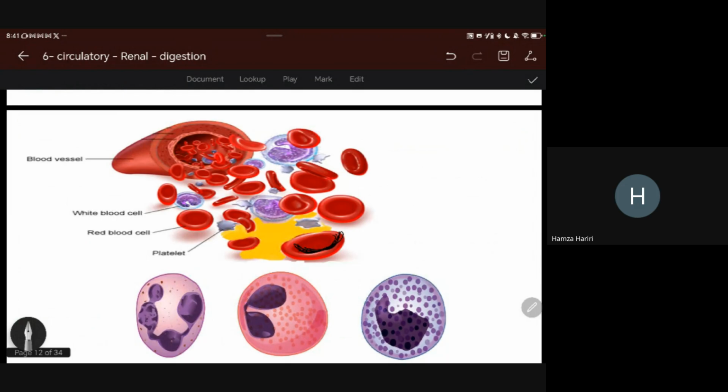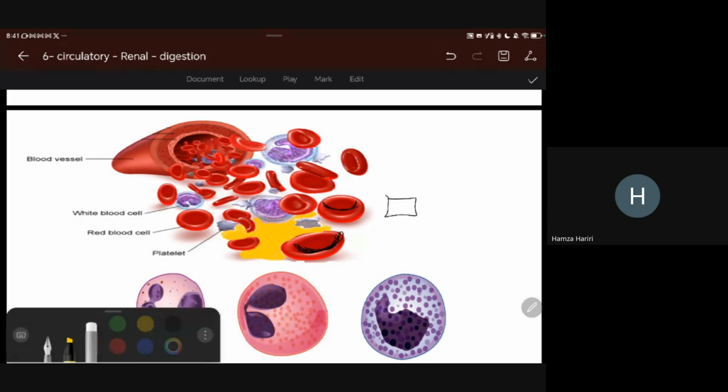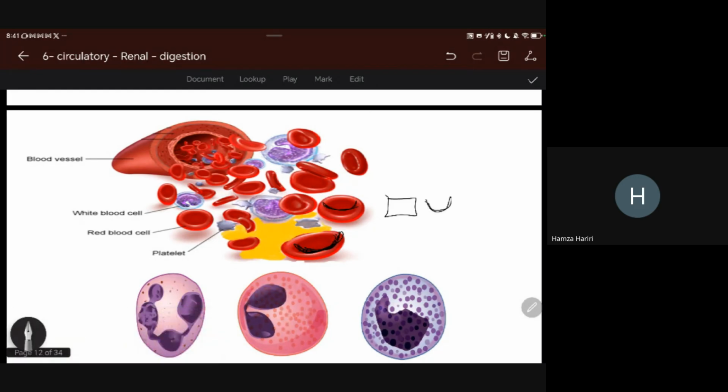Again, how does them looking like discs help? It helps them hold more oxygen, unlike if they were flat. If they were flat, they wouldn't hold as much oxygen as they would if they were disc-shaped.